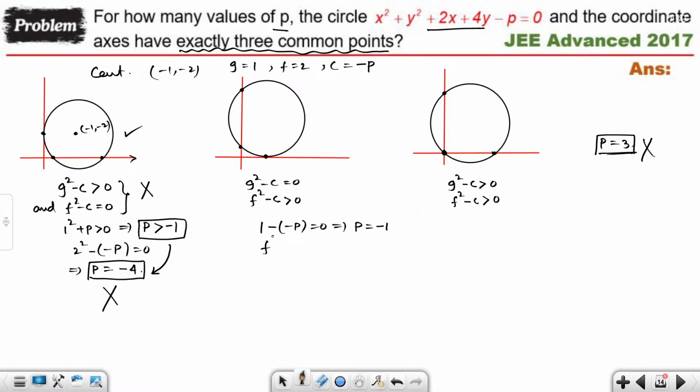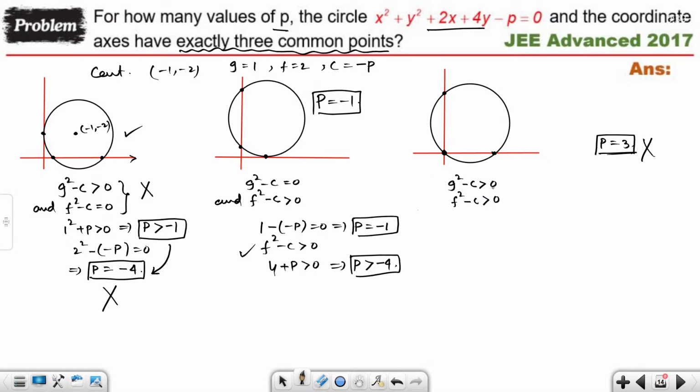That implies P equals minus 1. And F square minus C is greater than 0. It means F square is 4, minus C, greater than 0. So from here we are getting P is greater than minus 4. Is it satisfying this? P is taking minus 1 and P should be greater than minus 4. Yes, it is satisfying. Therefore, we got one value of P, minus 1, for which the given condition in the question will be satisfied.